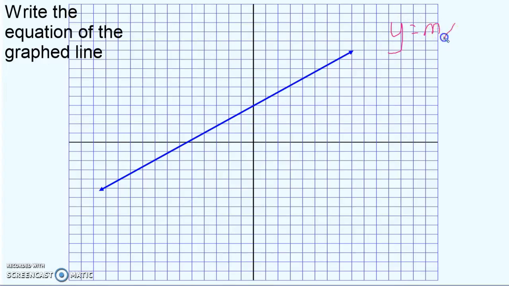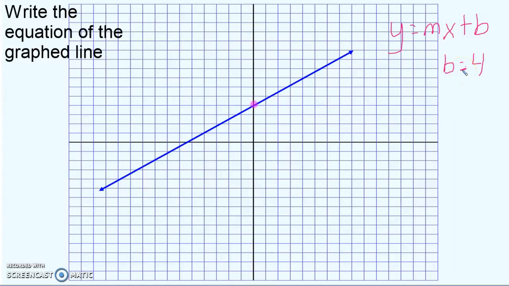y equals mx plus b, where m is our slope and b is our y-intercept. The first thing we need to look at is our y-intercept, where it crosses the y line right there. So that's going to be 1, 2, 3, 4. So we know that b is going to be equal to 4. Not b minus 4, b equals 4.